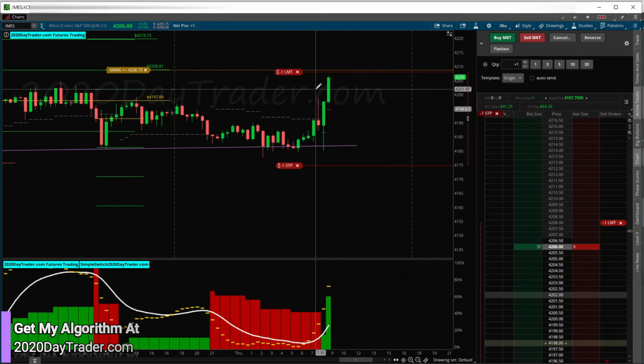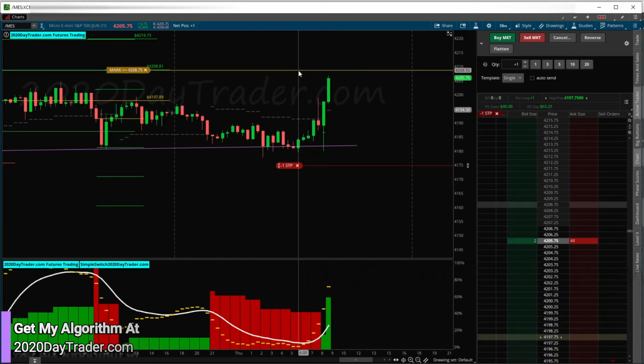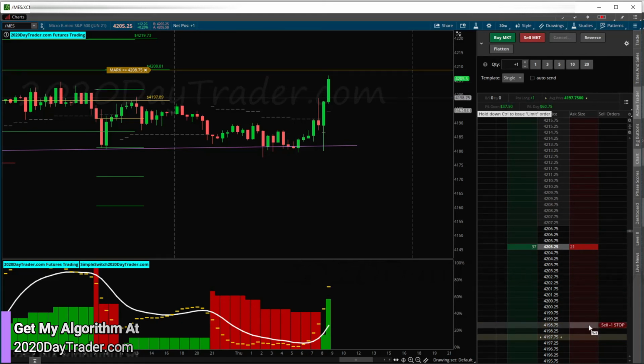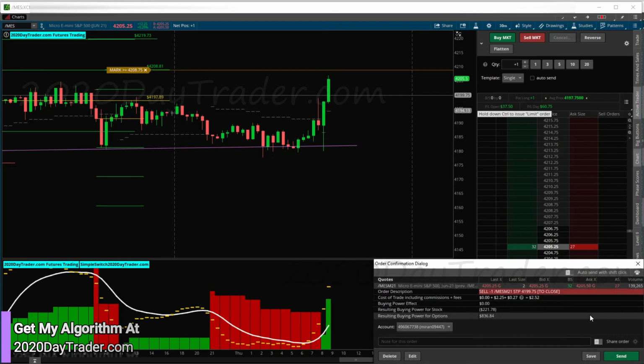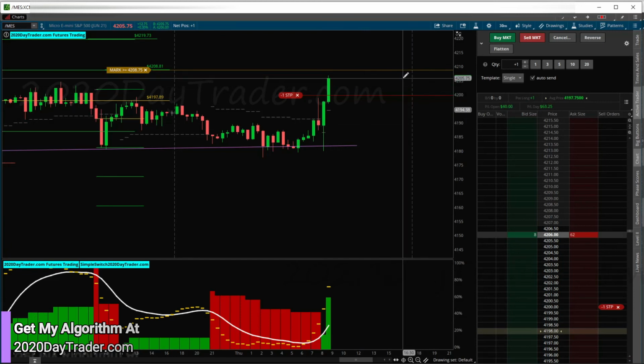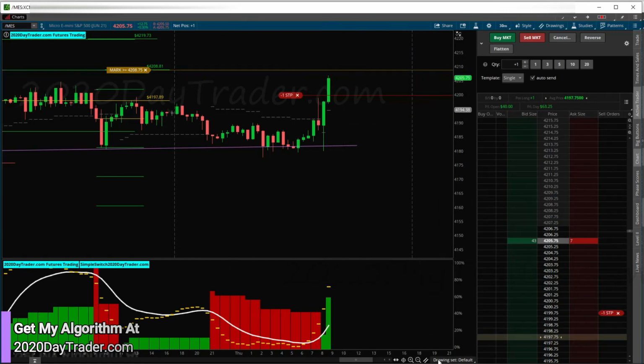So I think what we might do here is take this target off, and then put our stop at break even plus a couple bucks. We are long, green up here. Break even plus a couple bucks, 75. Send. All right, and our target was right here where this line is. I'm just going to draw another line here so I know it.